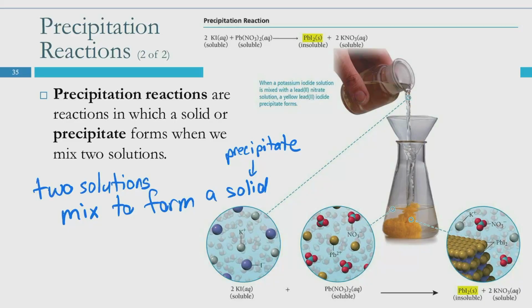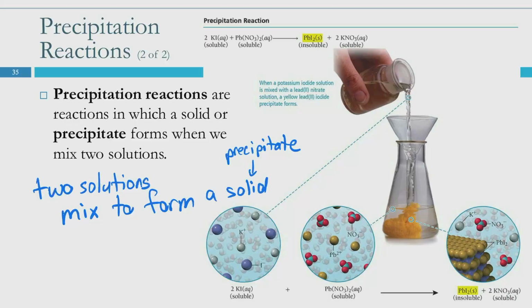So a precipitate is something that comes out of solution, often by a precipitation reaction. A visual example of this: if we've got a potassium iodide solution mixed with a lead(II) nitrate solution, the iodide and the lead find each other, and lead iodide has a really strong affinity for itself, and so it turns into this yellow lead iodide solid in solution.